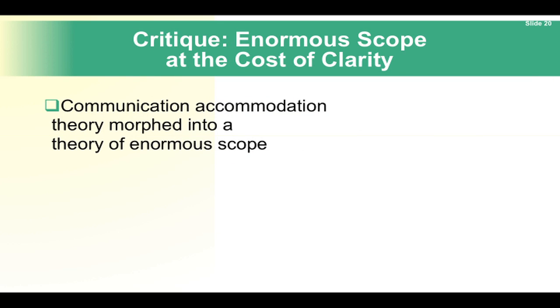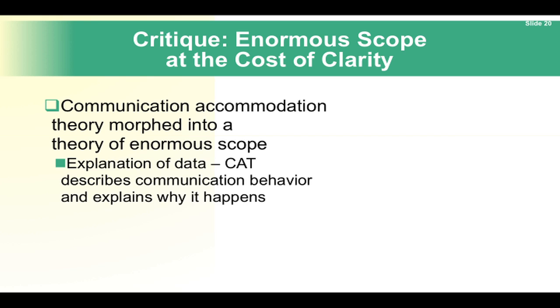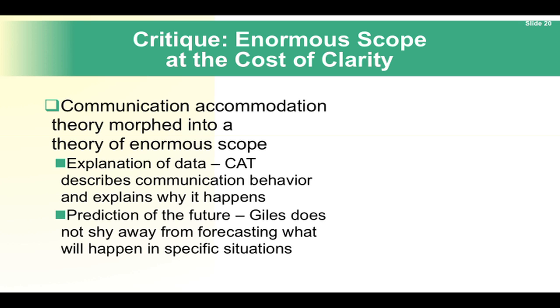Critique: enormous scope at the cost of clarity. Communication accommodation theory morphed into a theory of enormous scope. It does meet the criteria of explanation of the data. Communication accommodation theory describes communication behavior and explains why it happens. Giles does not shy away from forecasting what will happen in specific situations.